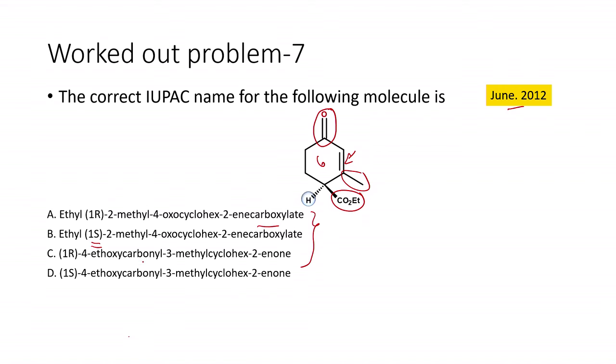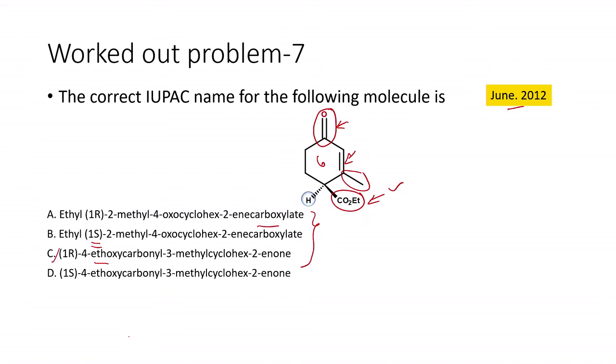And option C and D are given as ethoxycarbonyl 3-methyl cyclohexenone. So, in other words, 2 priorities are given, one in which the carboxylic acid is given as the carboxylate, and in the other case the ketone is given as the highest priority. So, we know exactly that the acids have highest priority compared to the ketones. So, this ester group gets priority over the carbonyl group.